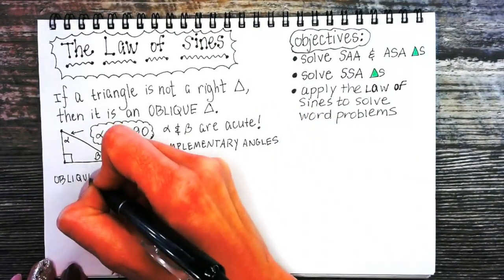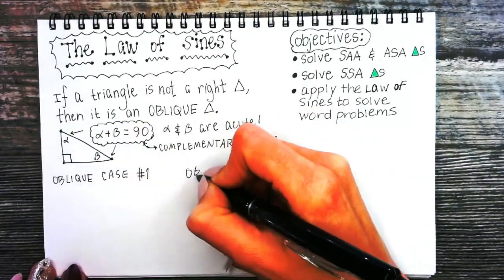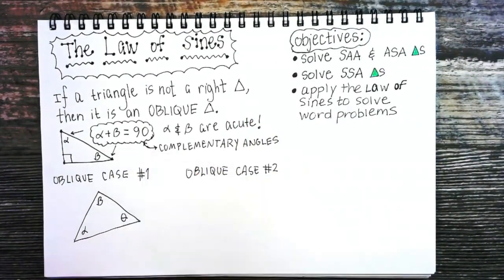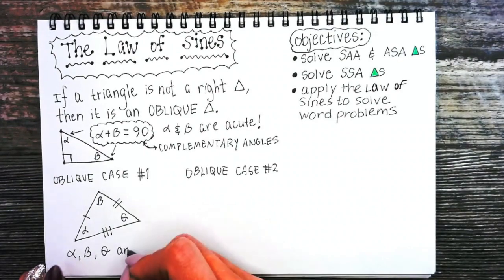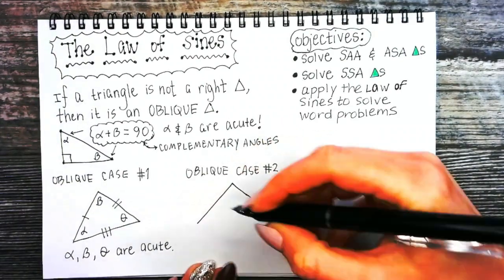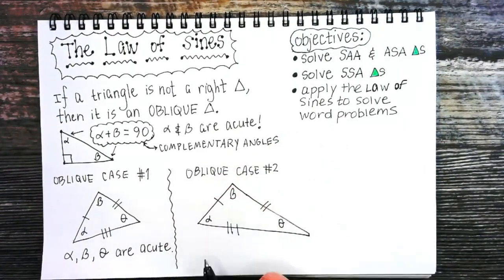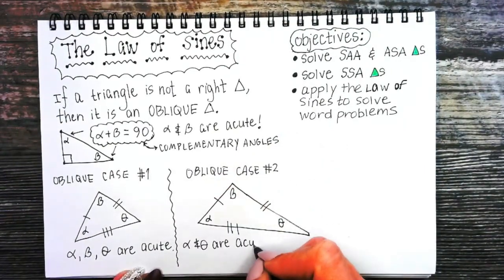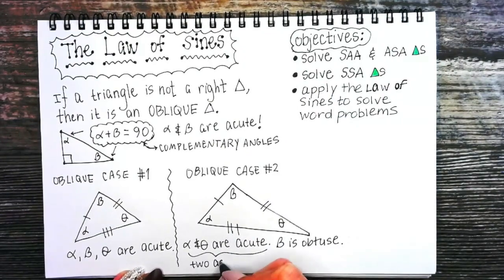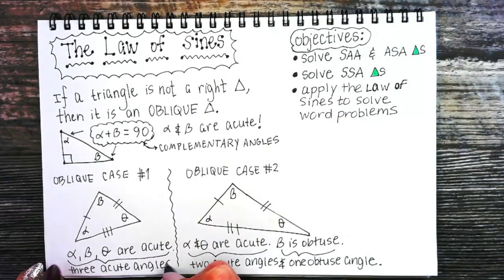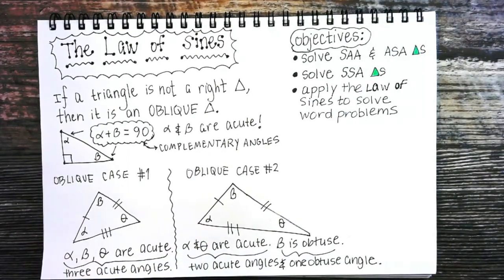There are two possible scenarios when working with oblique triangles. In the first scenario, the triangle will have three acute angles. In the second scenario, there will be two acute angles and one obtuse angle. So as you can see, an oblique triangle will have either two acute angles and one obtuse angle, or three acute angles. An obtuse angle is an angle with measures between 90 and 180 degrees. Keep that in mind.